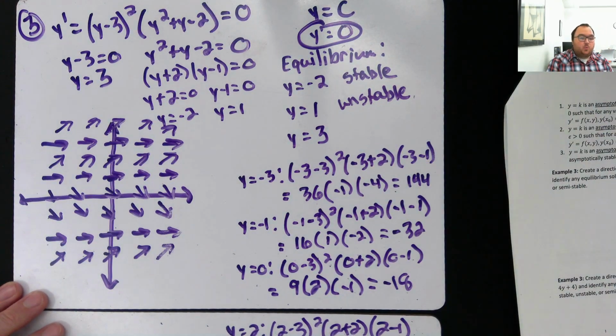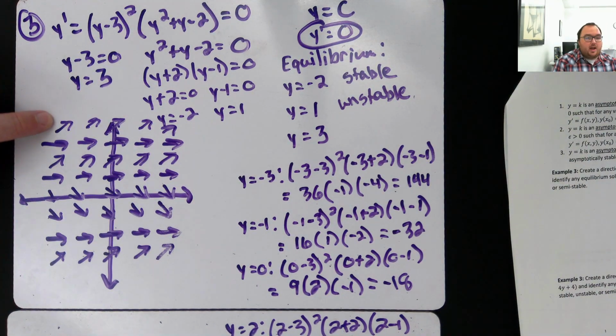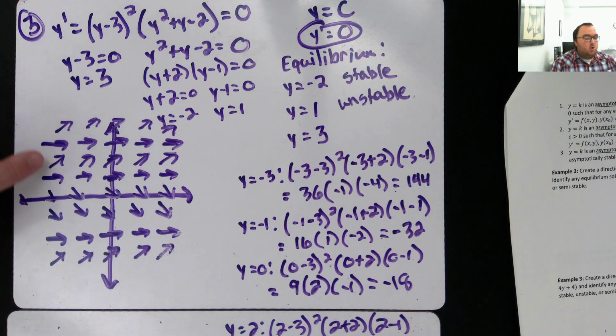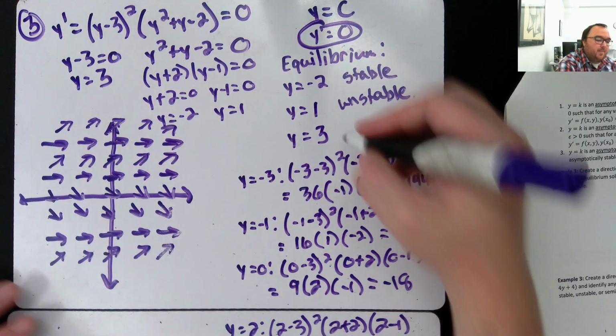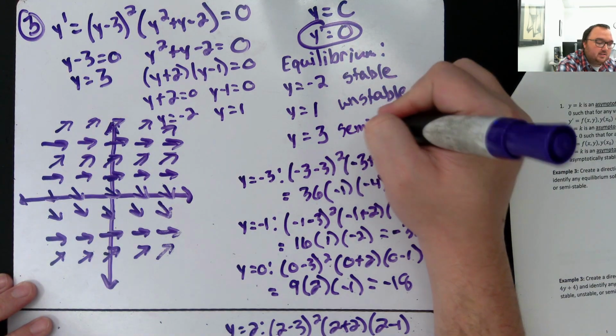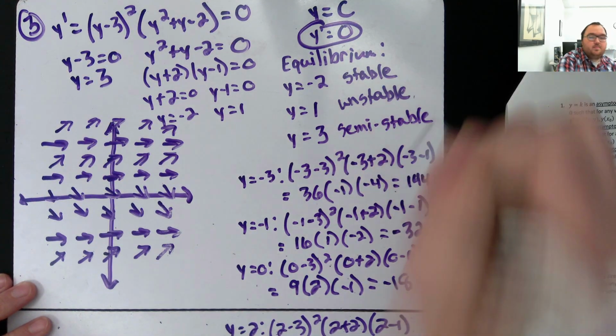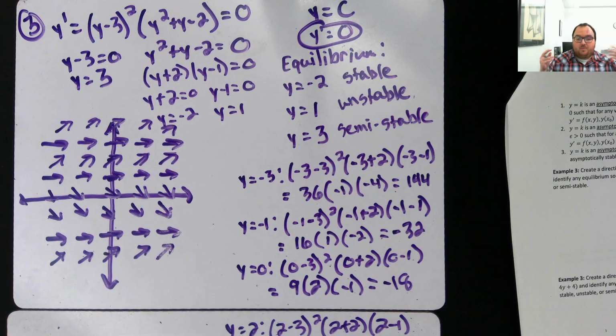At y equals 3, right here, above it, I'm pointing up. Below it, I'm pointing up. So it's half and half, right? That makes it semi-stable. Remember, if any of that doesn't make sense, just let me know. I'll be happy to help out. But that's how I classify these things.